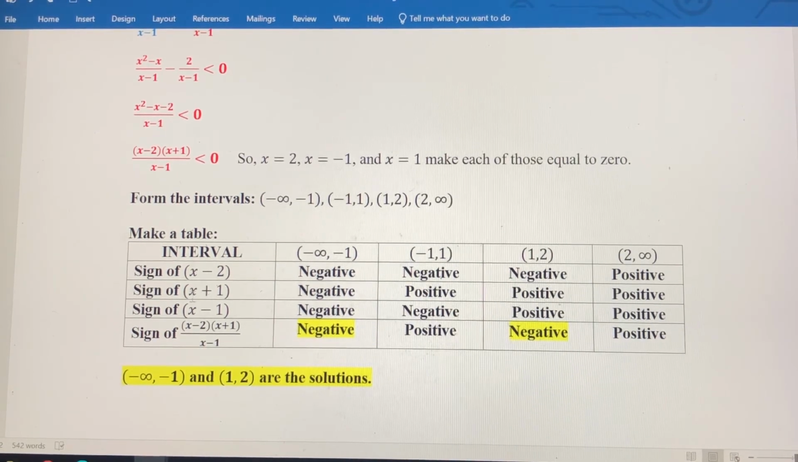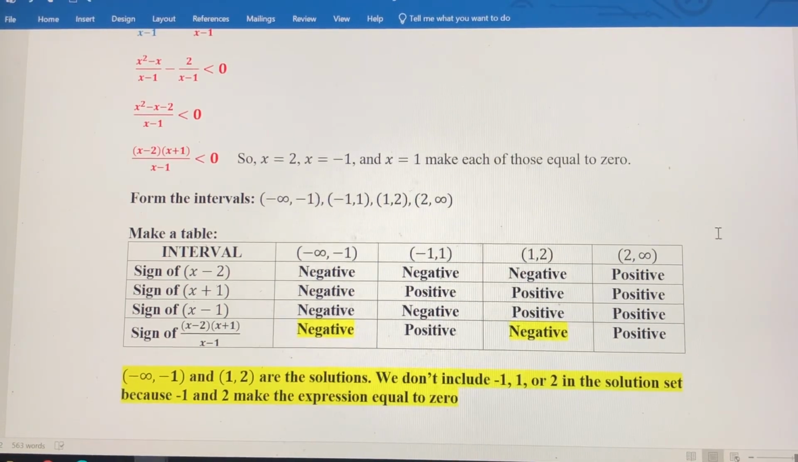Okay? Now let's look back at the quotient that we ended up with here. If I plug in +2 or -1, they make the expression equal to 0. 0 is not included because the inequality symbol just says less than, okay? So -1 and +2 are omitted from the solution set because they make the expression 0.